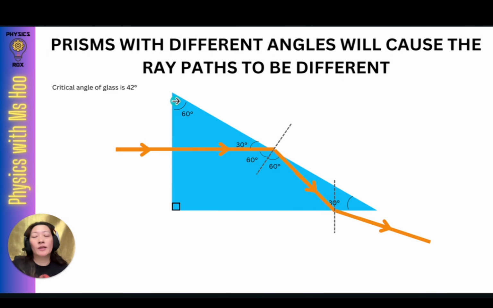So yes, the angles of the prism which we use is very important when it comes to applying total internal reflection, so that the optical device that we are using will help us observe the objects correctly.